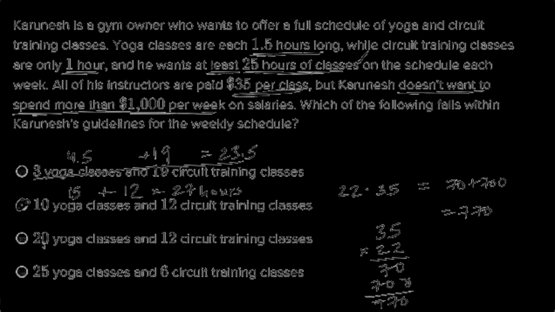Now in these two, it looks like we have plenty of hours here. In fact, just the yoga class is enough to meet our 25 hours, because 20 yoga classes is going to be 30 hours of classes, and 25 is going to be even more. But I would suspect that these are going to break the bank. If you look at this, it is going to be 32 classes at $35 per class. Yep, that's going to be over $1,000. And this one, I said this is going to be 31 classes, so this is probably going to be over $1,000 as well.